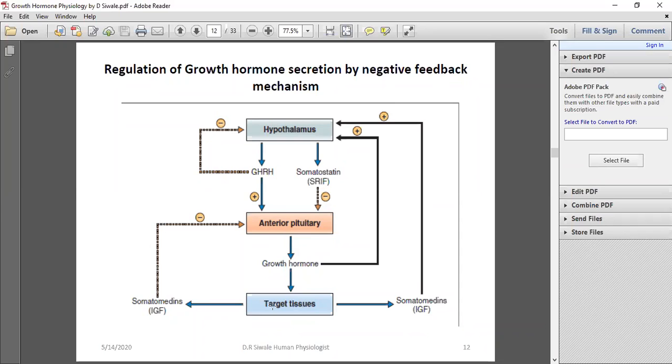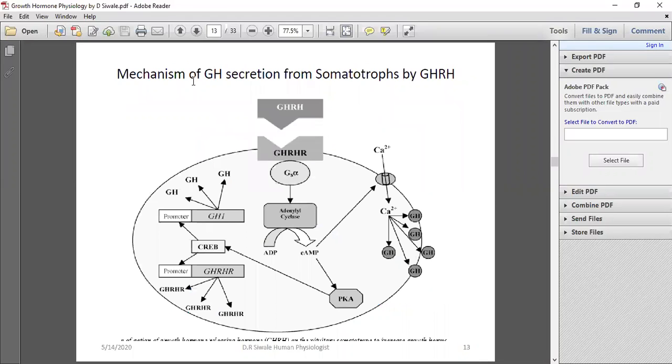But there are also some factors like the somatomedins, which are called insulin-like growth factors. Okay, these can also stimulate the hypothalamus to release somatostatin, which is inhibitory. But the same somatomedins can act on the anterior pituitary gland, so there will be no further secretion of growth hormone. Okay. So this is a mechanism of growth hormone secretion from the somatotropes.